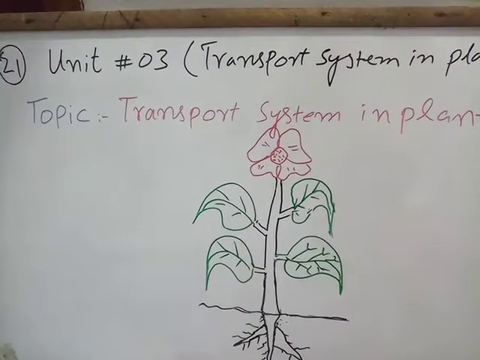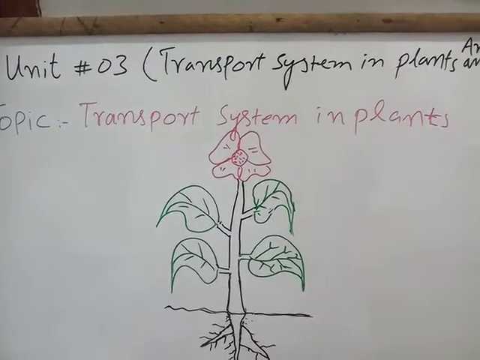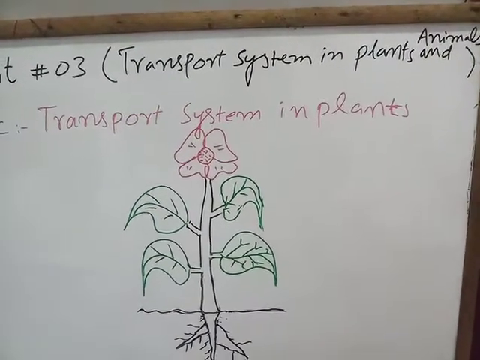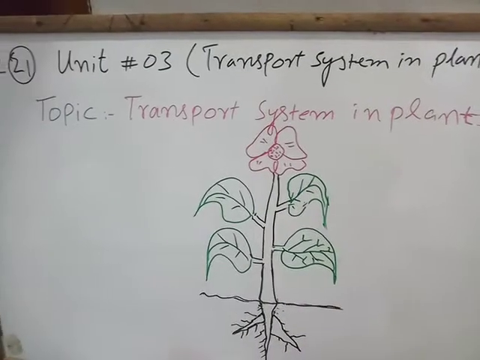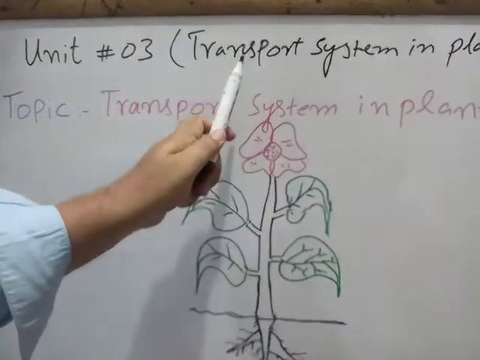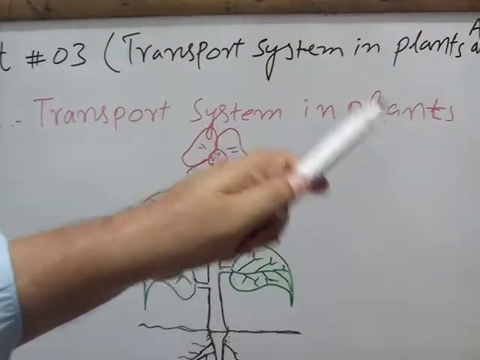Bismillahirrahmanirrahim. Dear students, today we are going to discuss the general science of class 7, unit number 3. The chapter name is Transport System in Plants and Animals.